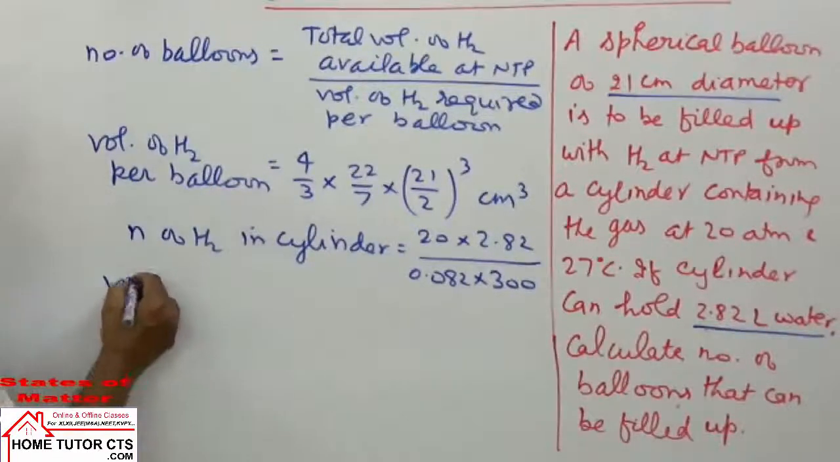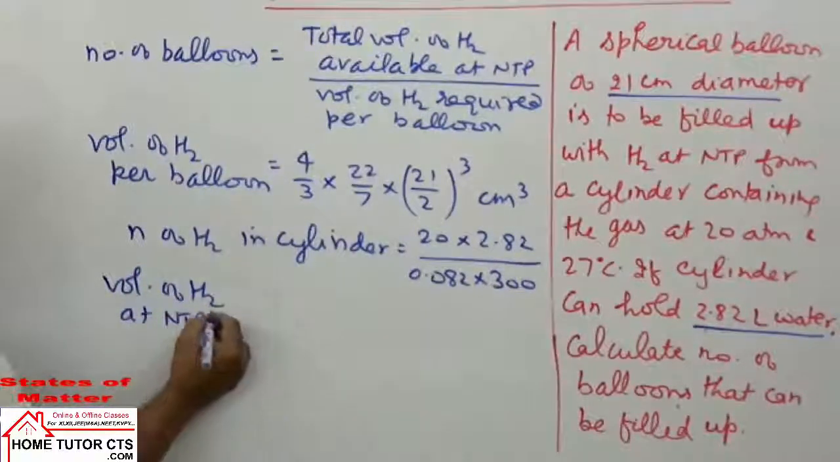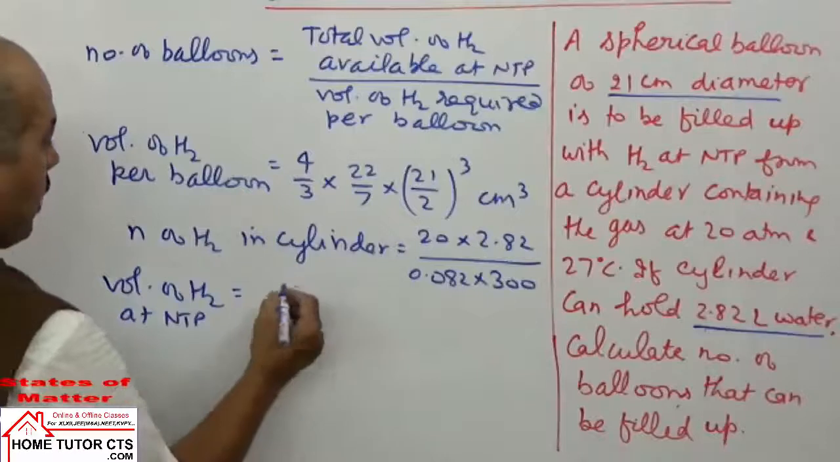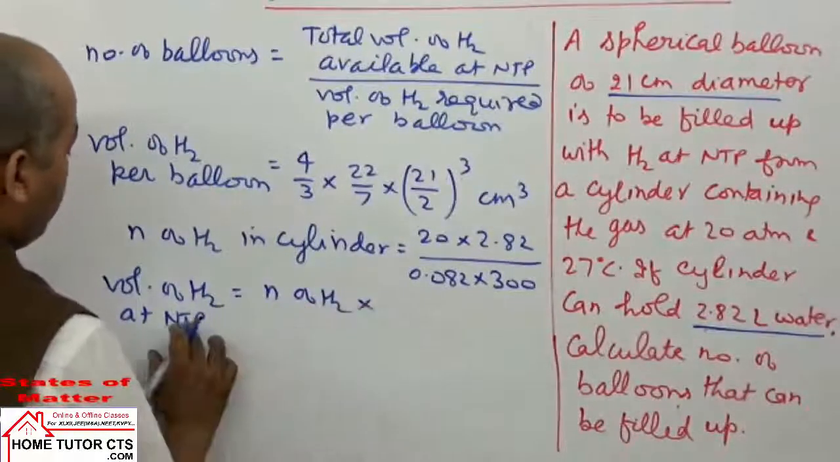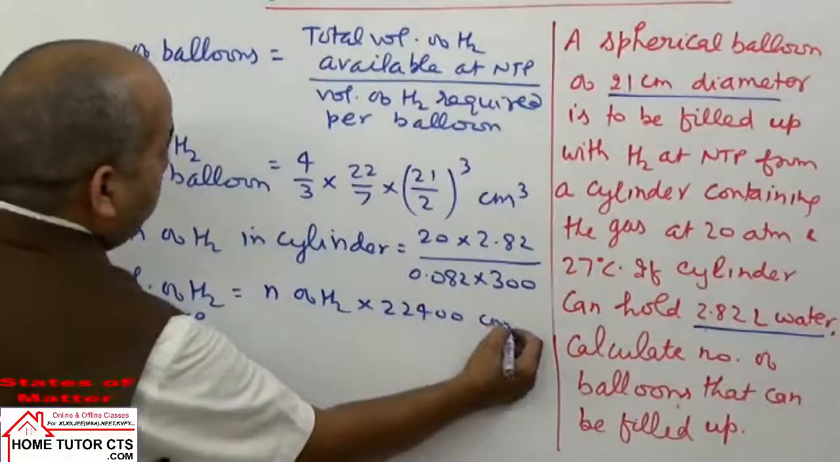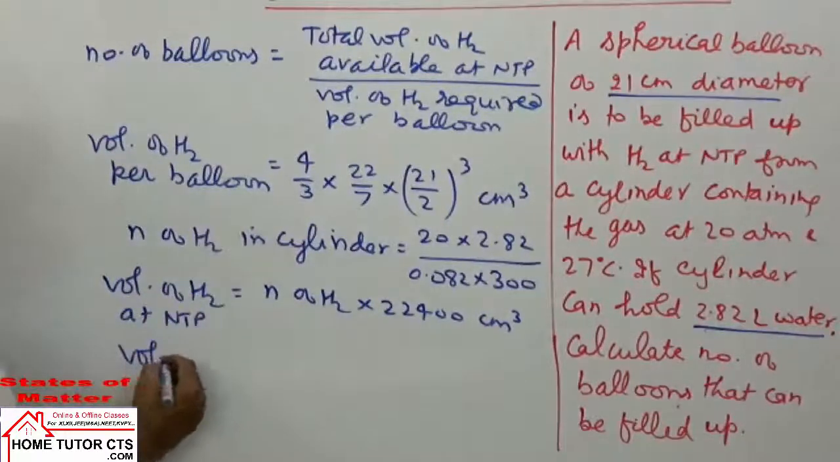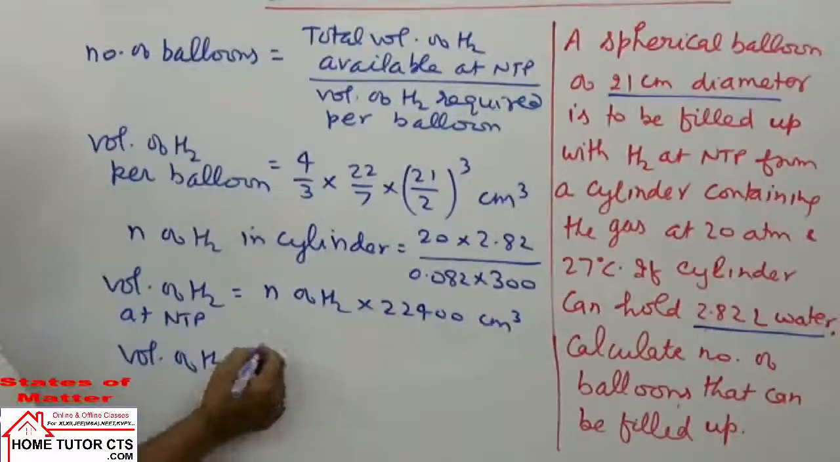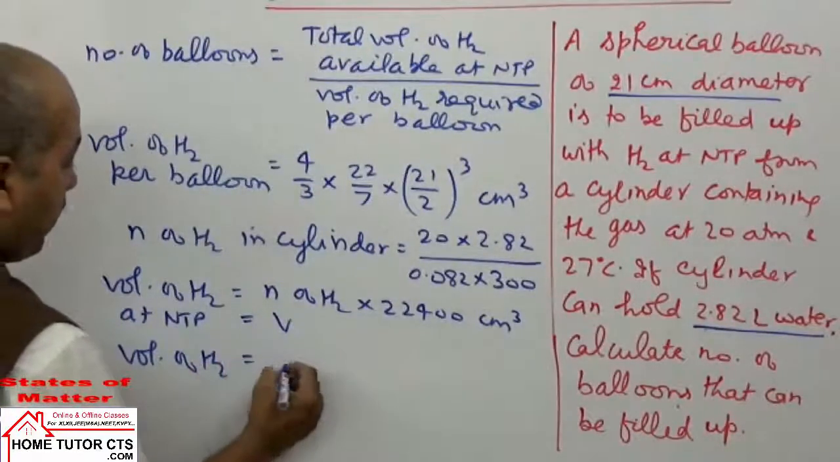What is the volume of this hydrogen at NTP? कितना आएगा ये? आपका मोल्स निकाल दिया आपने यहाँ पे. मोल्स ऑफ हाइड्रोजन आप निकाल चुके हैं इनटू 22400 cubic centimeter. Now what is the volume of hydrogen available? It is total volume. I'm writing suppose V. So what is volume available?